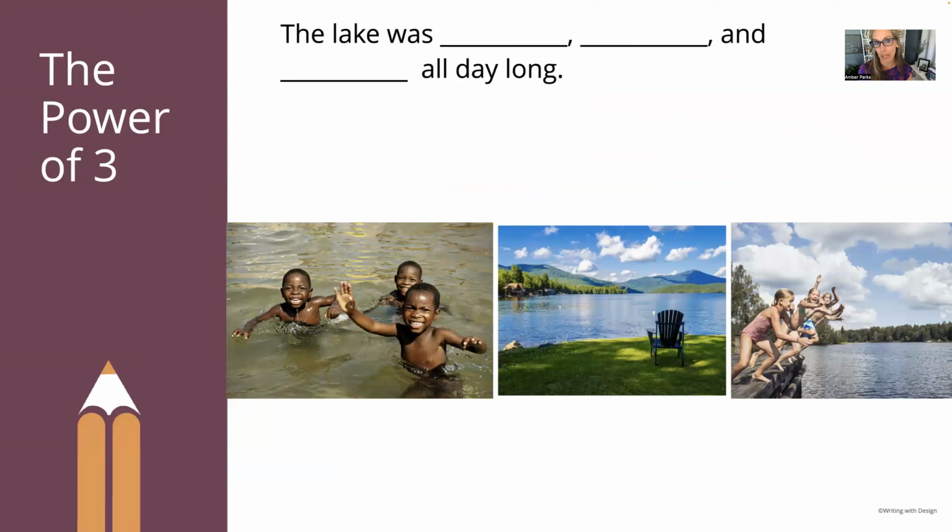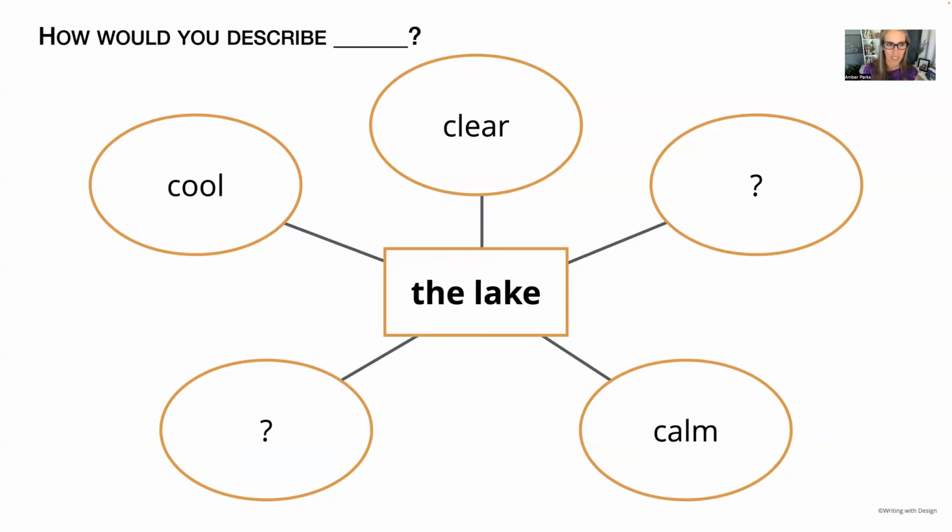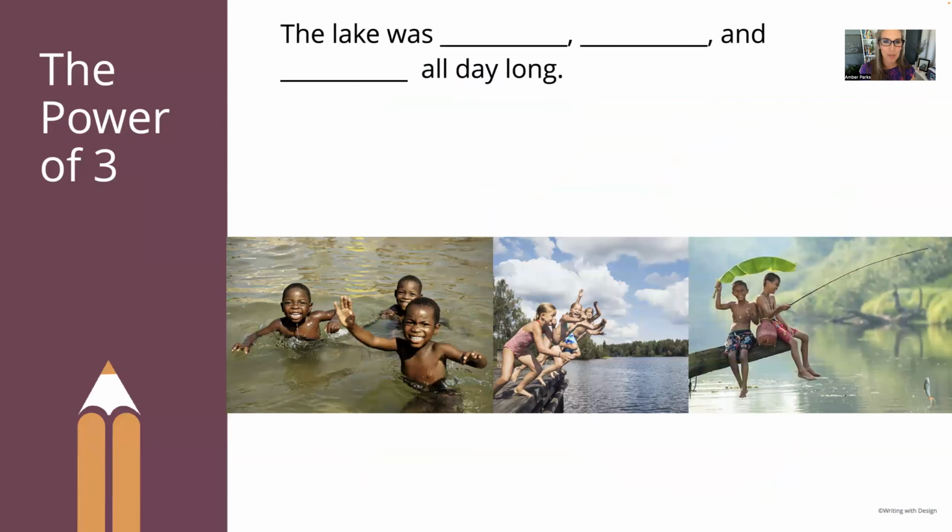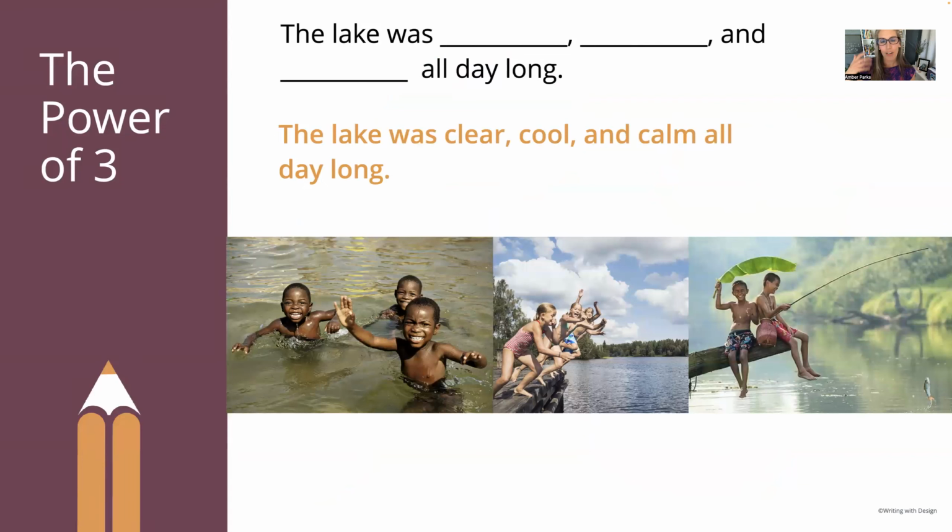The lake was blank, blank, and blank all day long. It was cool, it was clear, it was calm. So this is a great example of that alliteration we talked about at the beginning that would earn you some bonus points. So here's a sample of that. But do you hear that power of 3? Clear, cool, and calm. Right?